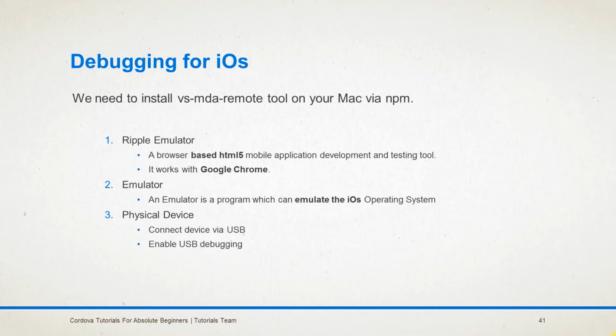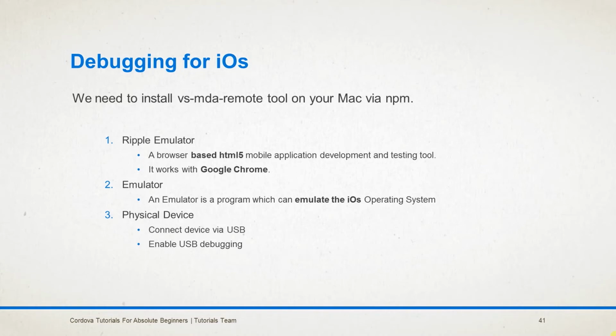For debugging in iOS, we need to install the vs-md-remote tool on your Mac via npm. Again, there are three ways for debugging an iOS application. Ripple emulator, which is the same as Android. Emulator, which will emulate iOS on the Mac. Physical device, in which we need to connect the iPhone with the Mac.